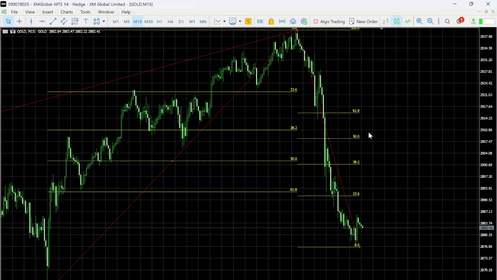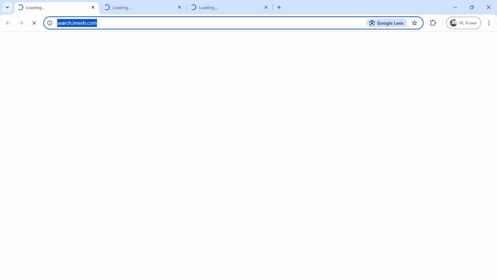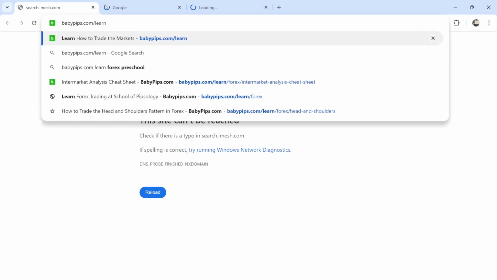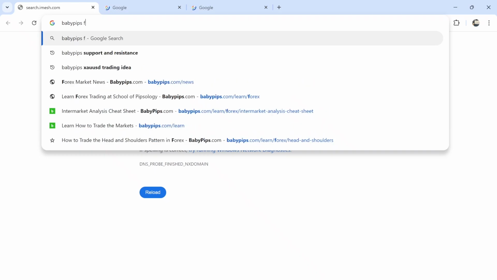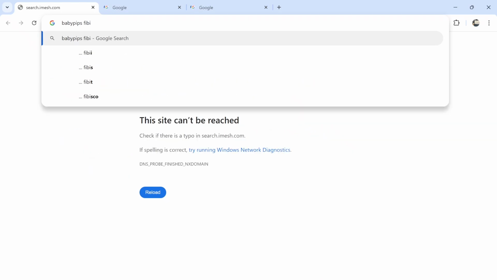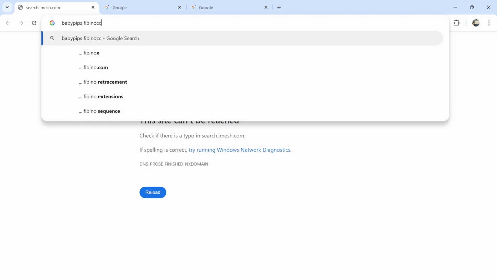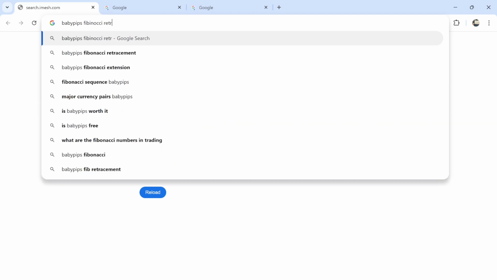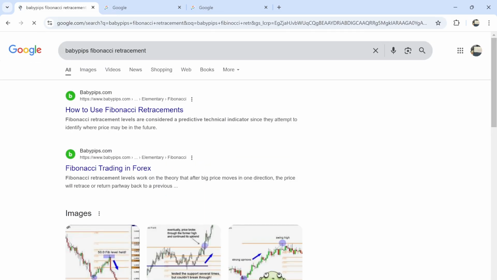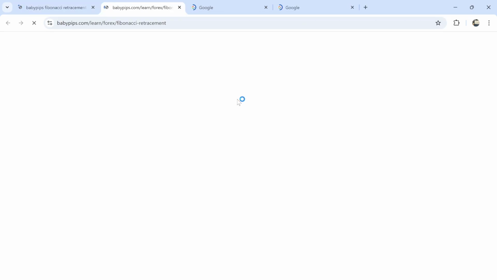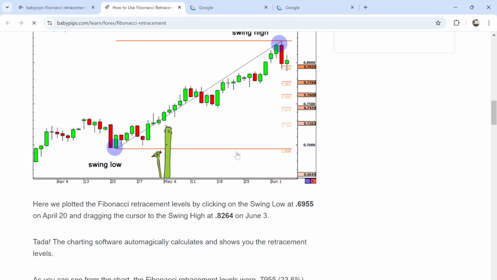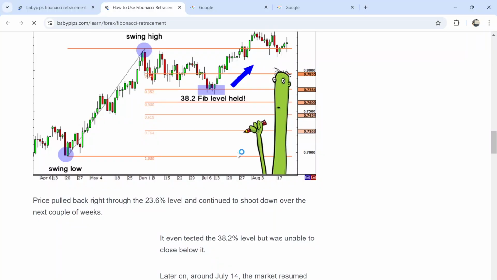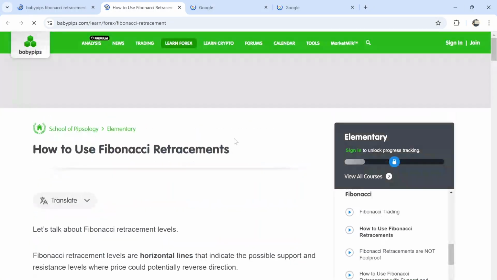So anything you don't understand, let me know. And you can read more about Fibonacci on the BabyPips website. I'll show you a bit. You go to Google and put BabyPips Fibonacci retracement. You can read more about everything here on BabyPips, Fibonacci retracement lines, how to draw. I'm going to put the link of BabyPips there.